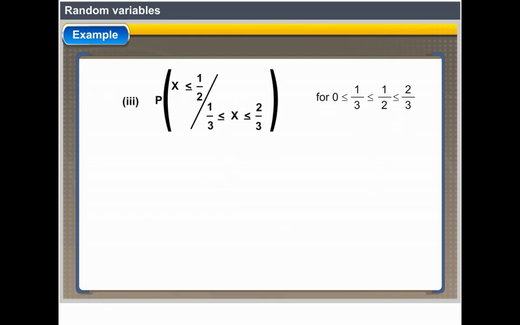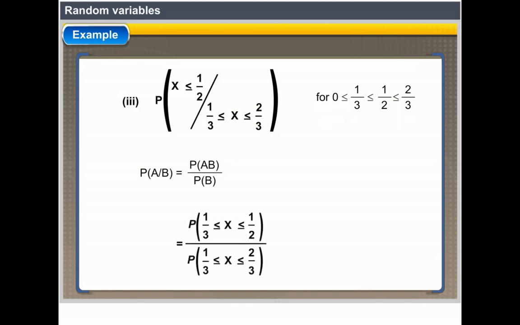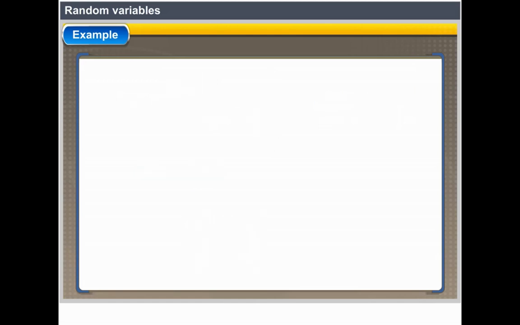Subdivision 3. Probability of x less than or equal to 1 by 2 given 1 by 3 less than or equal to x less than or equal to 2 by 3. Here we are using the conditional probability. P of A given B equal to P of A and B divided by P of B. Using the conditional probability, we get probability of 1 by 3 less than or equal to x less than or equal to 1 by 2 divided by probability of 1 by 3 less than or equal to x less than or equal to 2 by 3, equal to integral 1 by 3 to 1 by 2 of 3x square dx divided by integral 1 by 3 to 2 by 3 of 3x square dx.